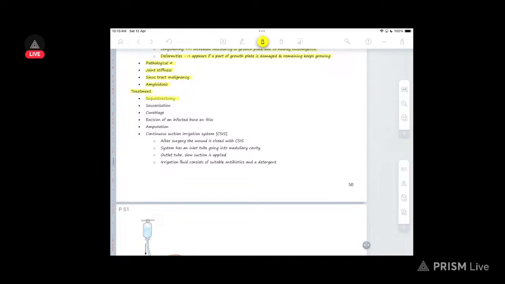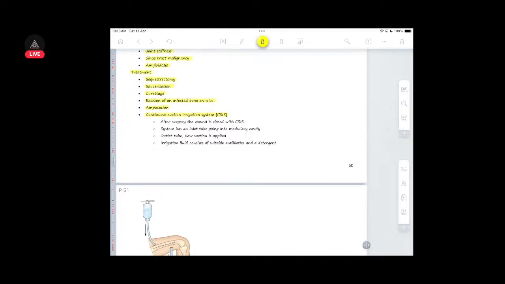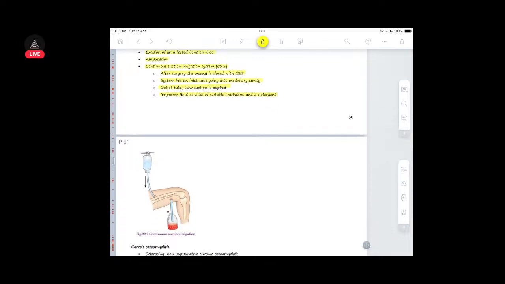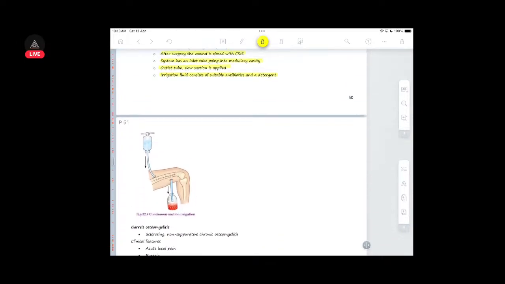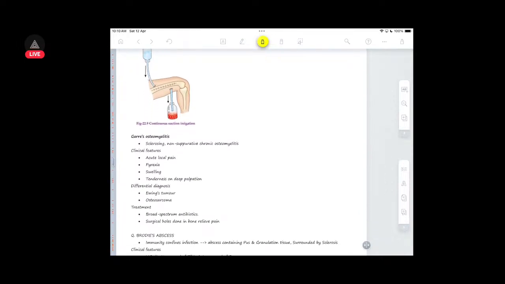So going on to treatment, you can do sequestrectomy, saucerization, curettage, excision of an infected bone en bloc, amputation you can do, continuous suction irrigation system also can be set up. After surgery, wound is closed with the CSIS. System has an inlet tube going to the medullary cavity. Outlet tube slow suction is applied. Irrigation fluid consists of suitable antibiotics and a detergent. That is continuous suction irrigation.